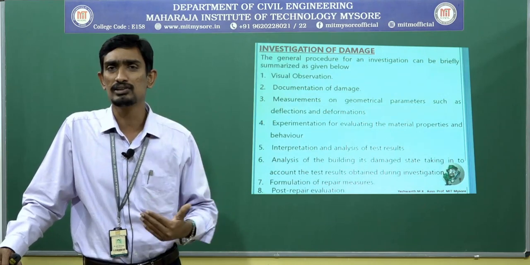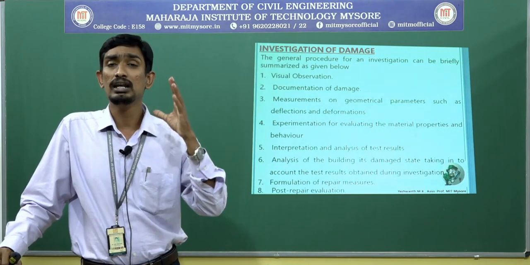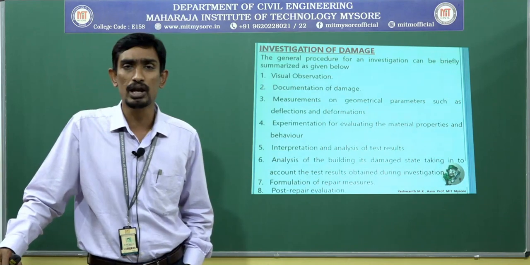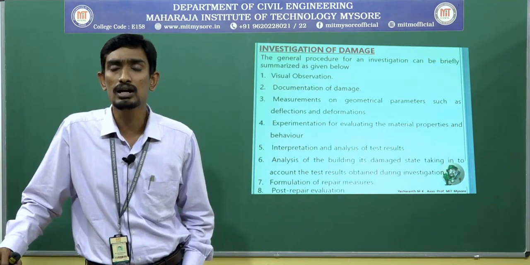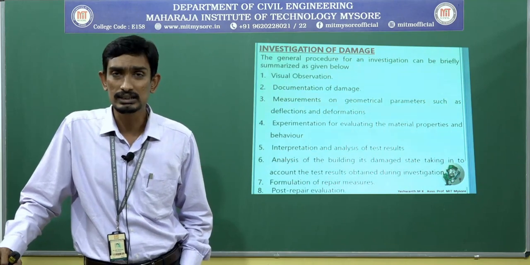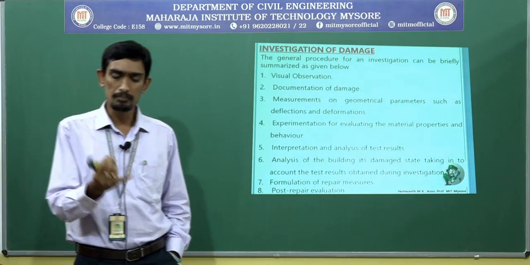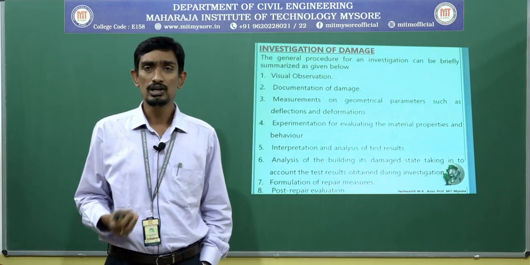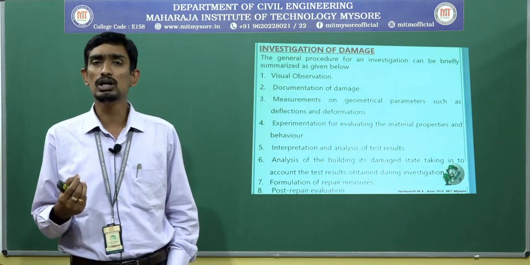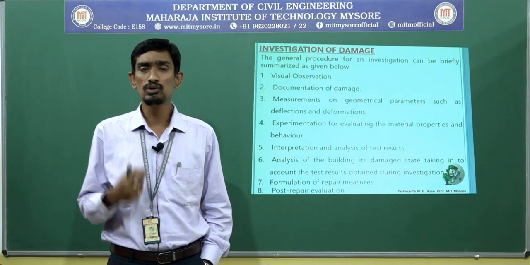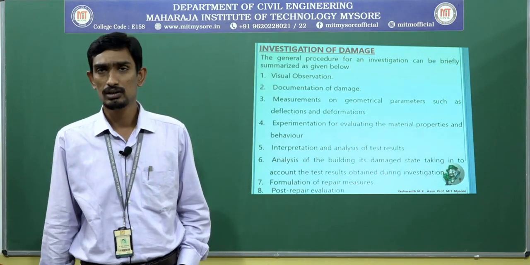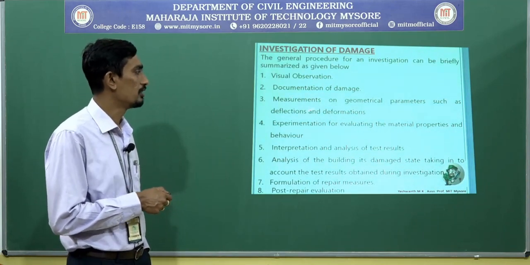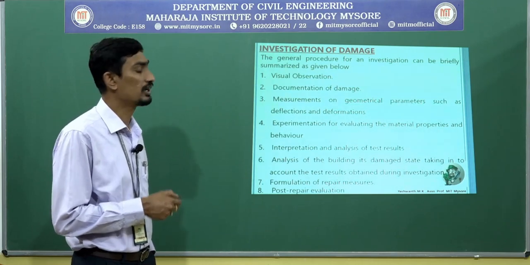Once you go for a damage assessment, you must thoroughly know the structural components. Without knowing the structural components, you cannot assess the damage, because in the beam the damage may be different, in the column the damage may be different, in the slab the damage may be different. If you want to come to a conclusion or diagnose that particular damage, you need to be very thorough with those structural components. Is it clear? So that is the measurement of geometrical parameters such as deflection and deformation.